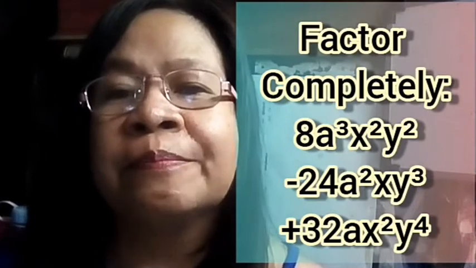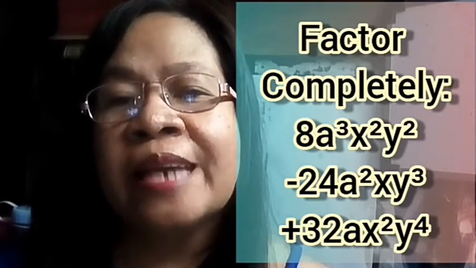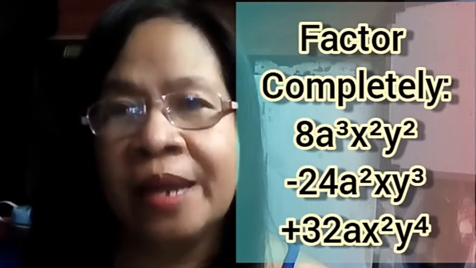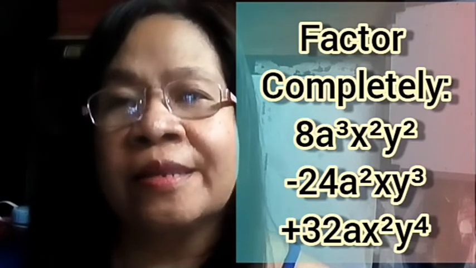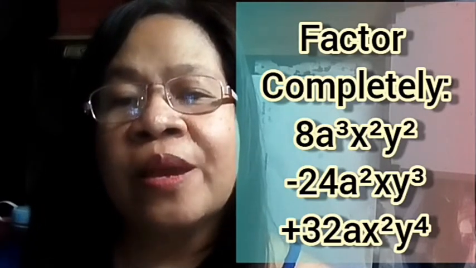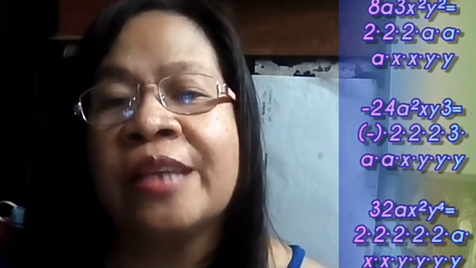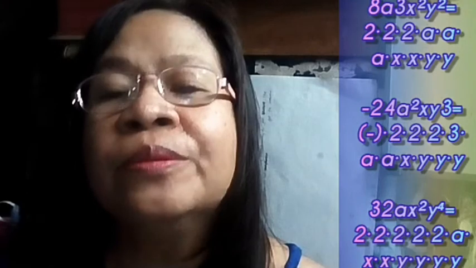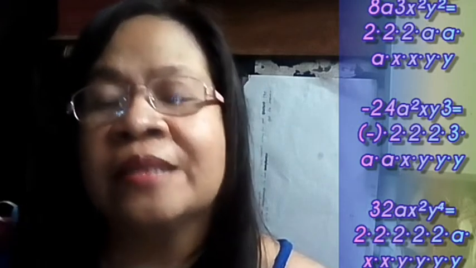Let's try another example. Factor completely 8a to the third x squared y squared minus 24a squared x y to the third plus 32a x squared y to the fourth. Solution. Let's factor. 8a to the third x squared y squared is equal to 2 times 2 times 2 times a times a times a times x times x times y times y.